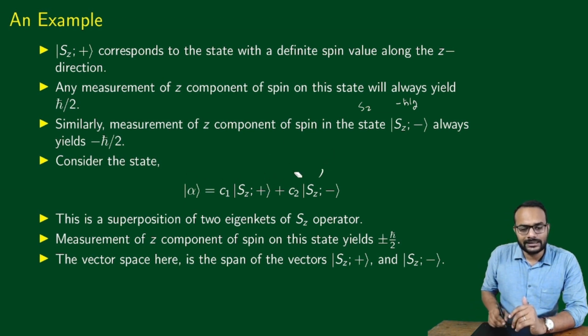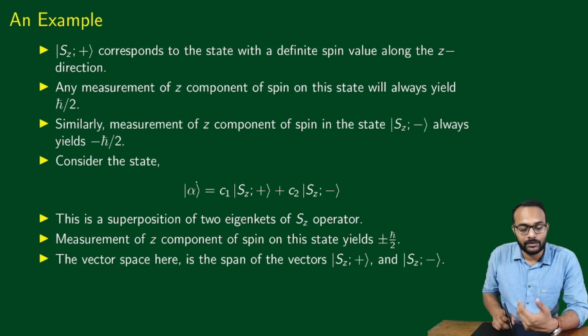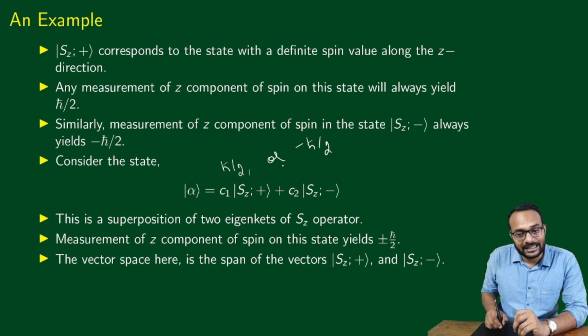So for this state, what happens? If you measure Sz on this state, you will get either plus h cross by 2 or minus h cross by 2, but we don't know which. Before the measurement, we don't know what we are going to get as a measurement result. What quantum mechanics predicts is the probability for getting h cross by 2 or minus h cross by 2.